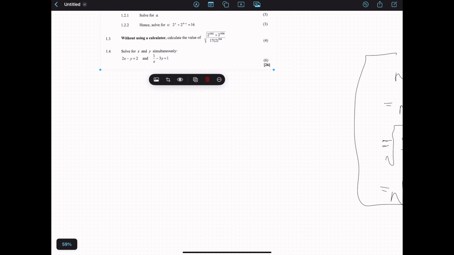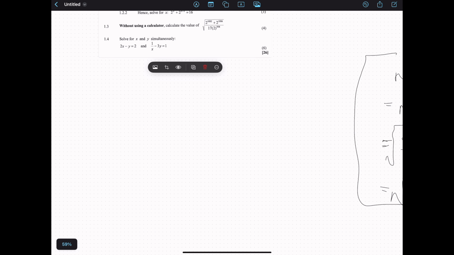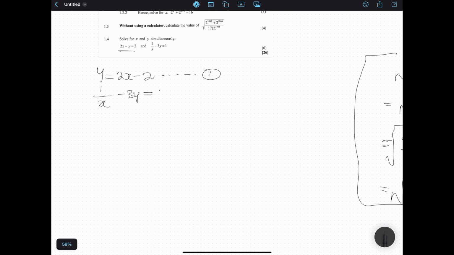So with simultaneous equation, what are we given? We are given the first equation and the second one. Looking at this one is the easiest to get y, right? So you can just say y is equals to 2x minus 2. Then you say this is equation 1. Then you have equation 2, you just leave it 1 over x minus 3y is equals to 1. This is equation 2.